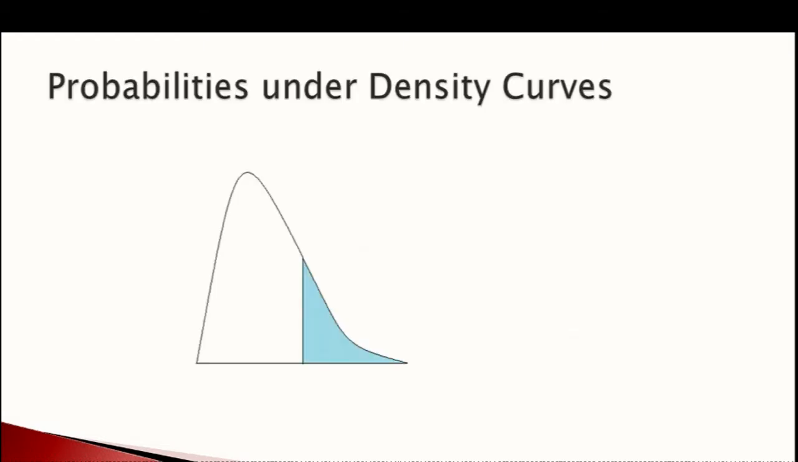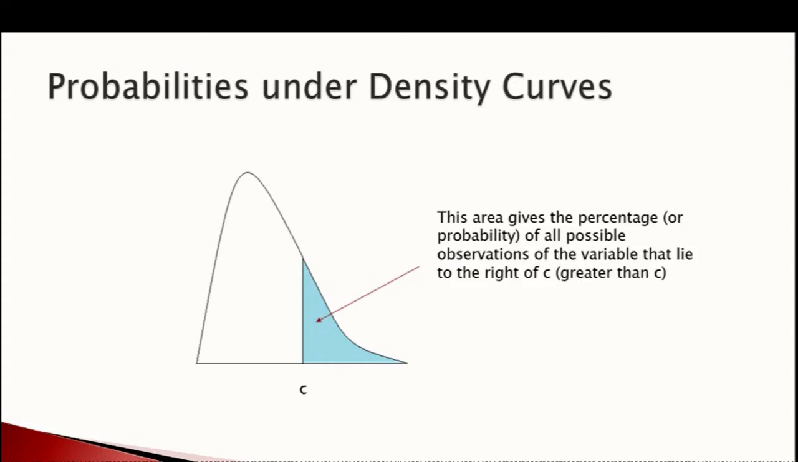Another example. So here I have the blue shaded area to the right, and this arbitrary number I will call C again. As you may have guessed, the blue shaded area here gives the percentage or probability of all possible observations of the variable that lie to the right of C, or greater than C. So let's say that I take C to be 5 and the blue shaded area to be 0.28. That means 28% of all my possible observations will be greater than the number 5. So don't be scared of letters. They just mean that they can take any values.